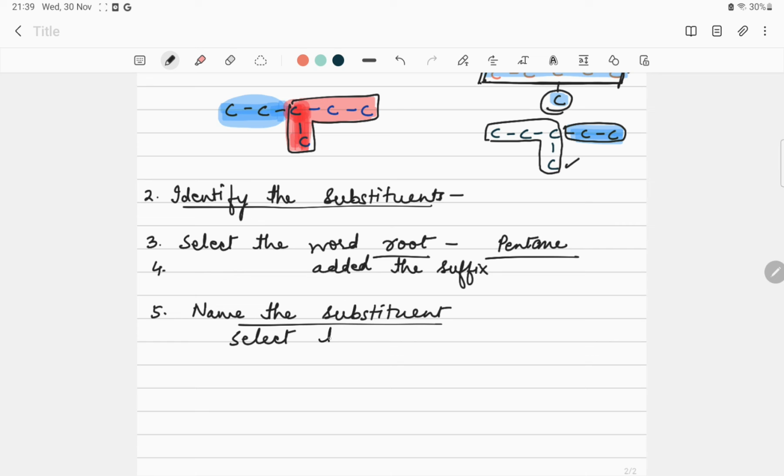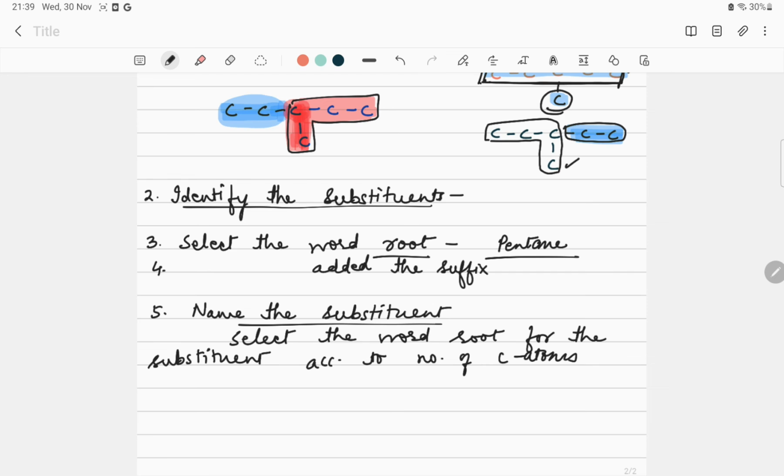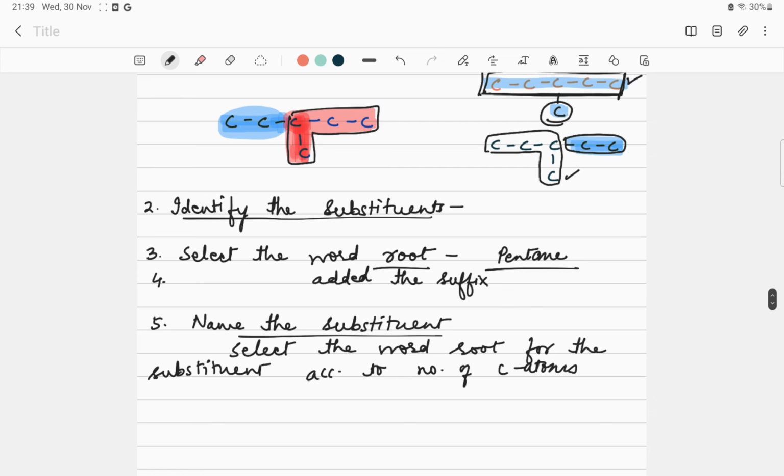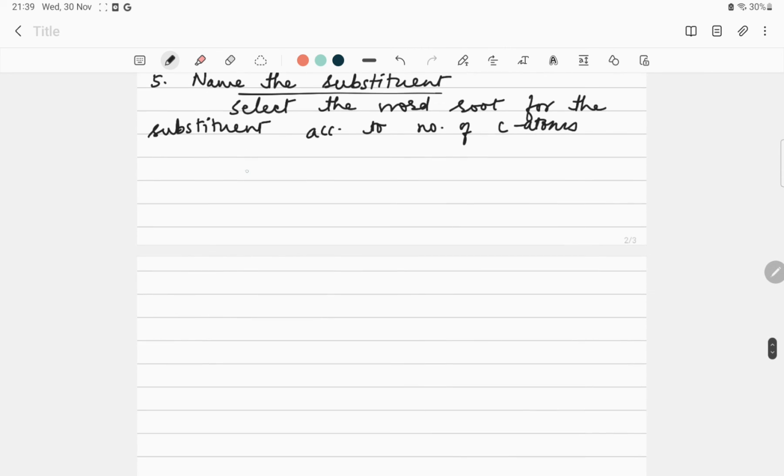Select the word root for the substituent according to the number of carbon atoms. So the name of the substituent: say for example here in this case we have only one carbon, so the word root is meth. And whenever there is a substituent, we use the suffix "yl". So what is the name of this substituent going to be? It is methyl. So the fifth step is done, that is, name the substituent.